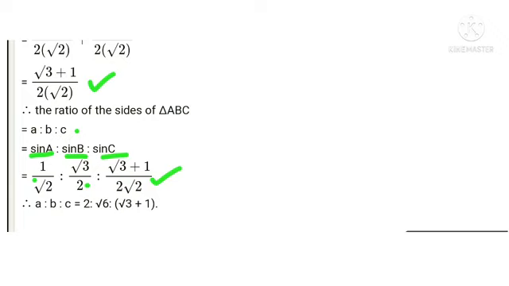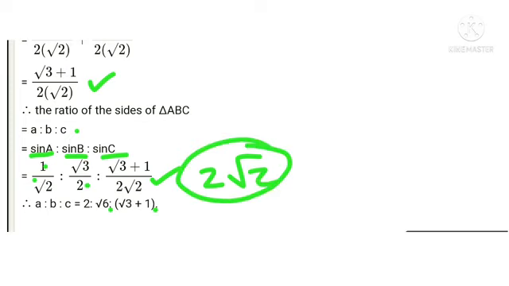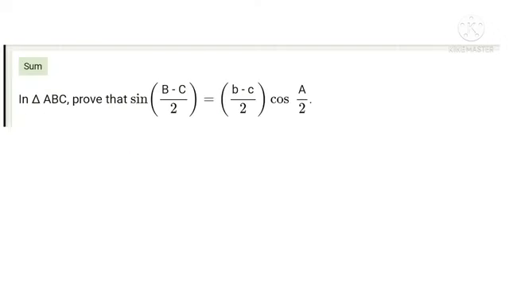We get the ratio as you multiply by 2. A is to B is to C is equal to 2 is to root 6 is to root 3 plus 1. Here you multiply by 2 root 2 whole. Okay. So we get the last answer. A is to B is to C is equal to 2 is to root 6 is to root 3 plus 1. Okay, understand?